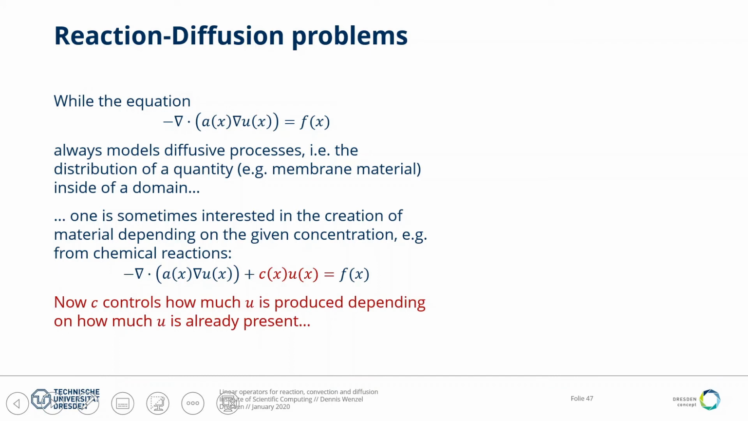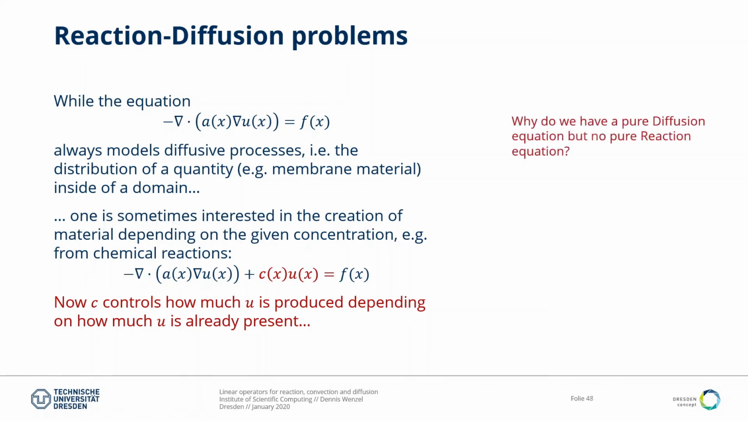And yeah, this is controlling how much is produced depending on the quantity that is already there. Important, interesting question. We have talked about the pure diffusion problem, so the Poisson equation, or the more general pure diffusion problem, but we haven't discussed the pure reaction equation, only this reaction-diffusion combination.